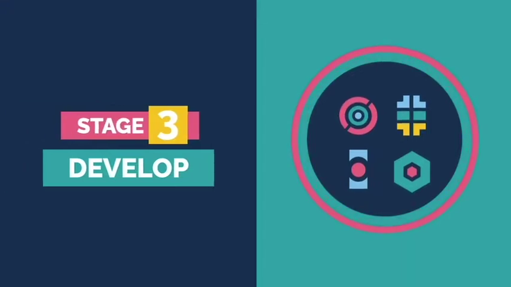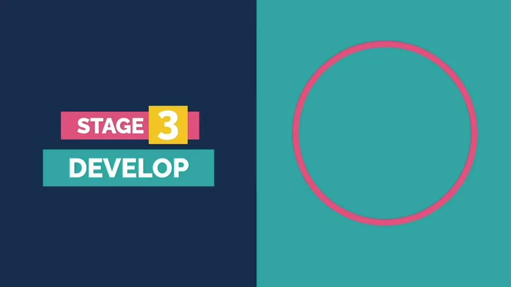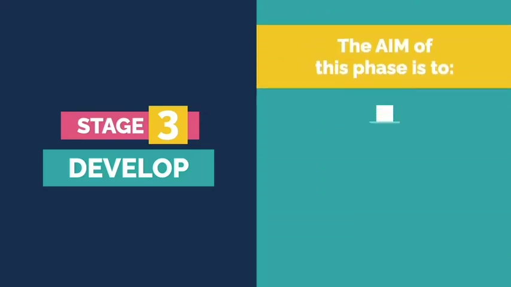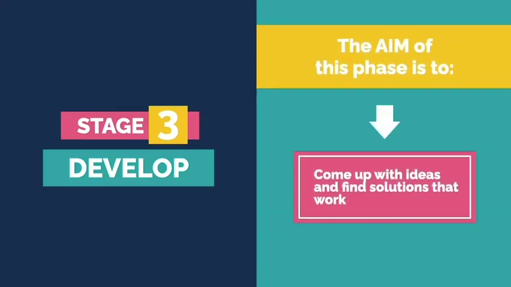The third stage in the design process is called develop. And the aim of this phase is to come up with ideas and find solutions that work. It's a pretty big phase, but all of the thorough work you've done already has led you to this point.